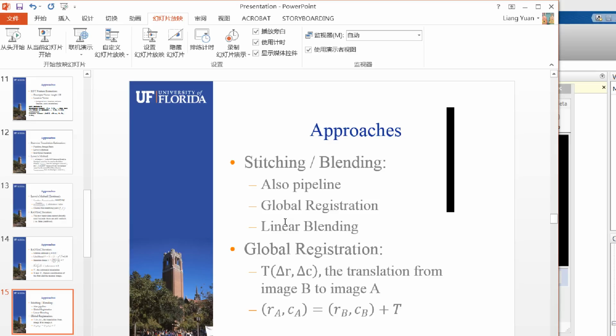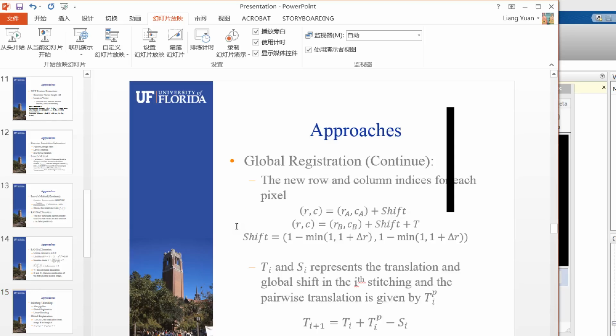Since we already have the unified cylindrical coordinate system for the images, however, we do not have the unified coordinate system for features, so we need the global registration. First, let T delta R delta C represent the translation from image B to image A, and RACA will then equal RBCB plus T. Then we will need the new row and column indices for each pixel. Here it is calculated by RC equals RACA plus the shift, and the shift is calculated by this equation. Then Ti and Si represent the translation and global shift in the ith stitching, and the pairwise translation is given by TIP. Then Ti plus 1 will be equal to this equation.